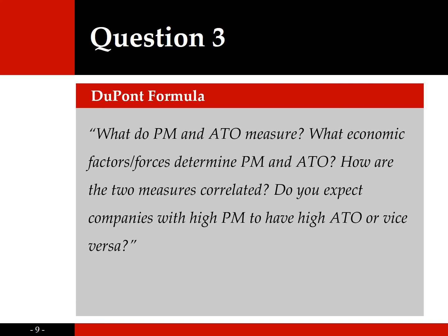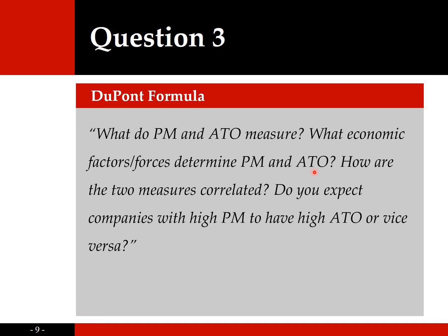First, I want you to discuss what the two actually measure, what they represent. Then I want you to look into what economic forces determine profit margin and asset turnover. Please explain which companies you expect to have high or low profit margin and which companies should have high or low turnovers. You can also discuss which forces will push the profit margin upwards and which forces will depress it. And the same can be done for the asset turnover.